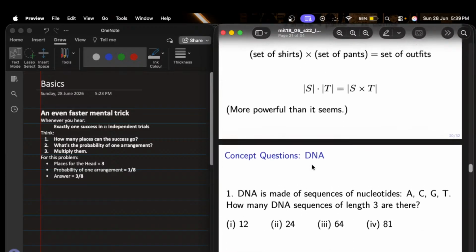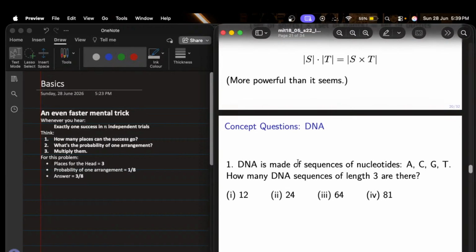Okay. Concept question: DNA is made of sequences of nucleotides A, C, G, T. How many DNA sequences of length 3 are there?